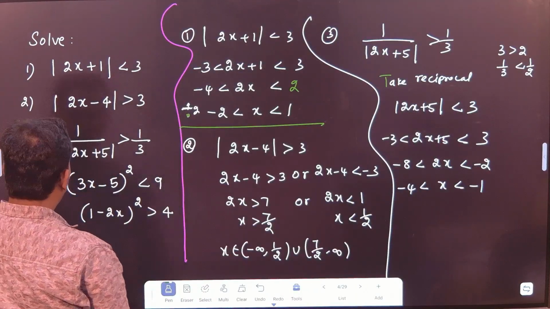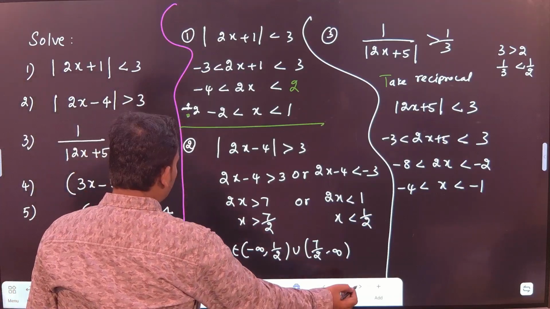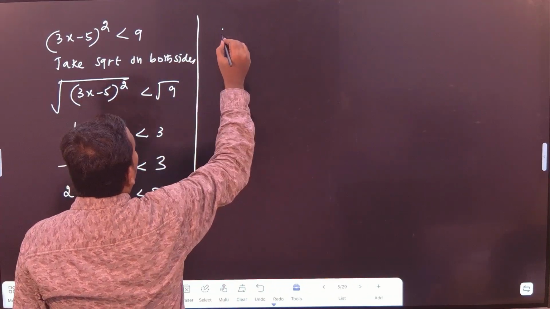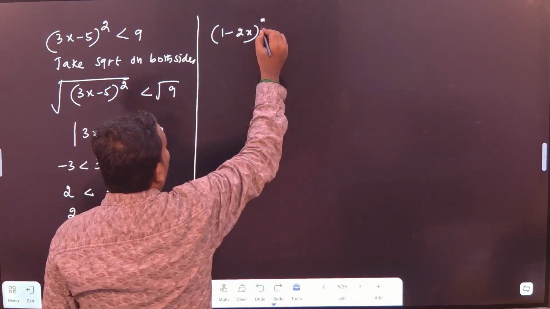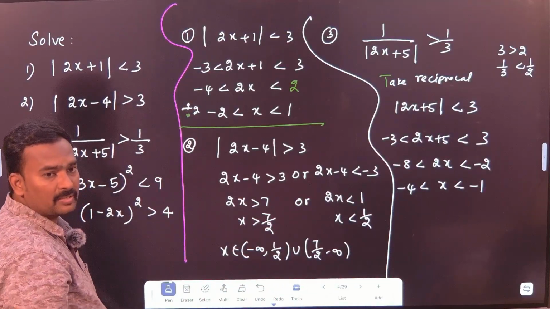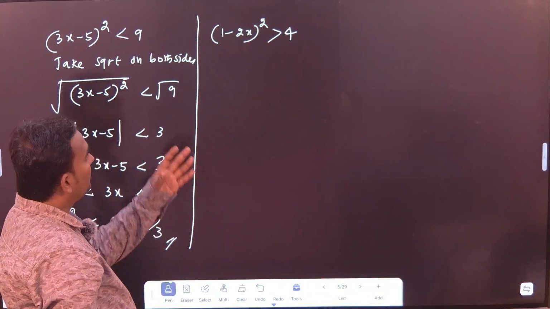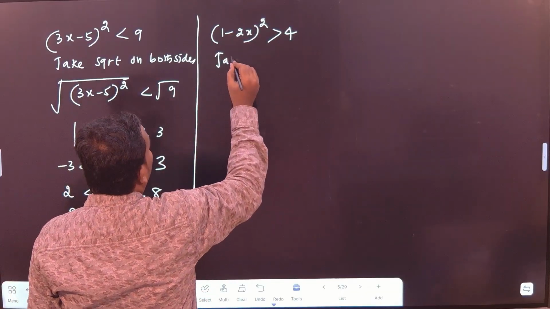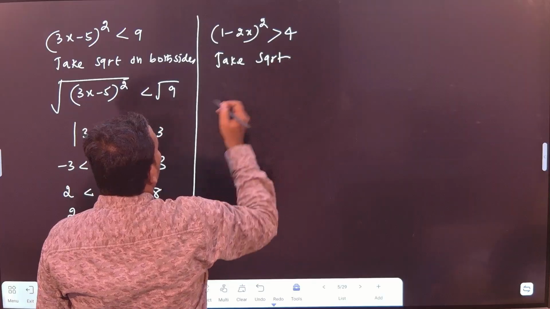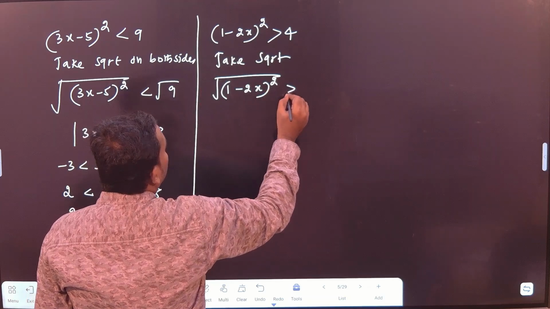You can see, 1 minus 2x whole square is greater than 4. Let me take it: (1 minus 2x) whole square is greater than, what is there actually? Greater than 4, right? Strictly greater than 4. Okay. Now what can you do? The same idea: square is there, so take the square root on both sides. What will we get? Square root of (1 minus 2x) whole square is greater than 4, right?